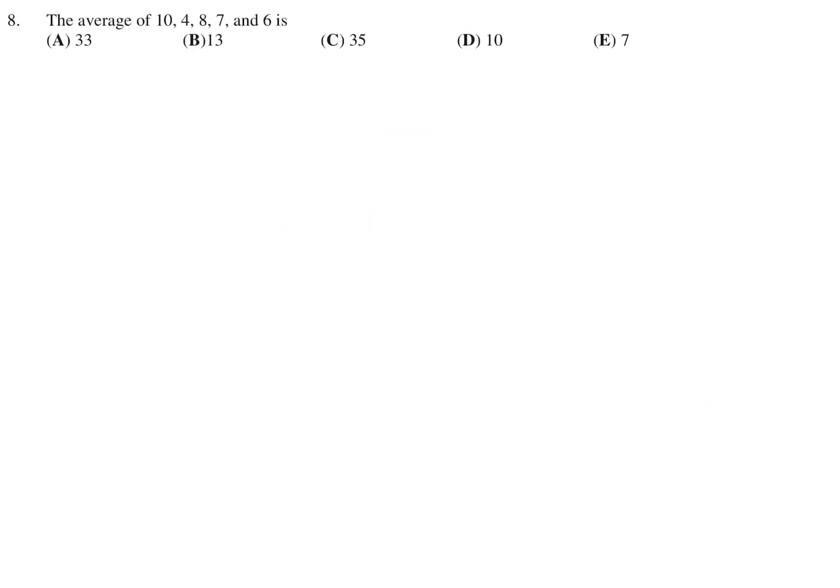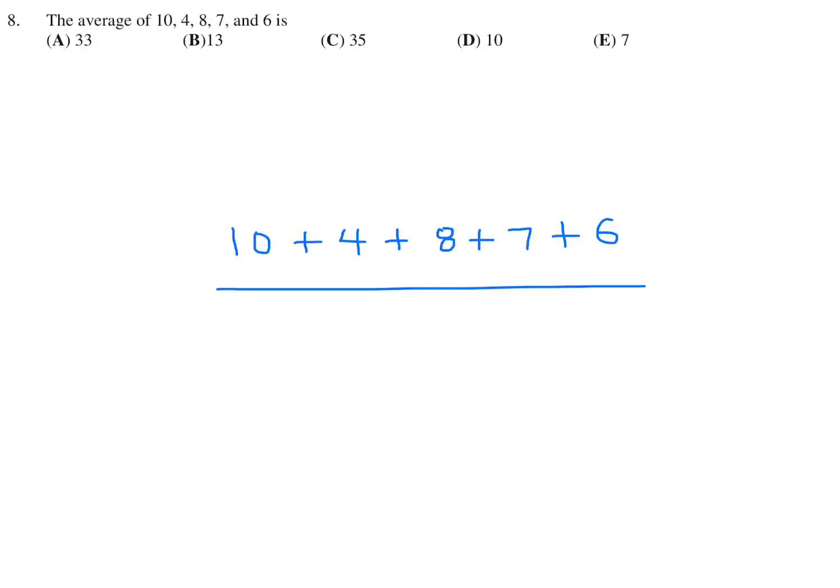The average of 10, 4, 8, 7, and 6 is. So to find the average, you have to add all the numbers, and then you divide by how many numbers there were. And in our case, it was 1, 2, 3, 4, 5 numbers. So that's how you figure out the average. So the numerator totals 35 divided by 5, and that is, of course, equal to 7. So the average of these 5 numbers is 7, and that would be choice E.